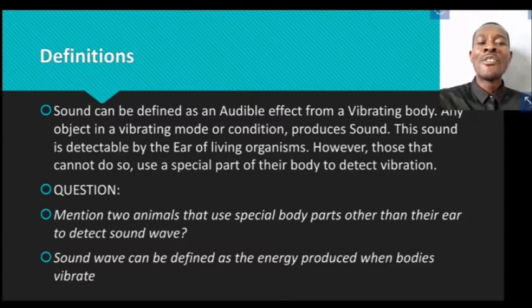Two animals that use special body parts other than the ear to detect sound waves.